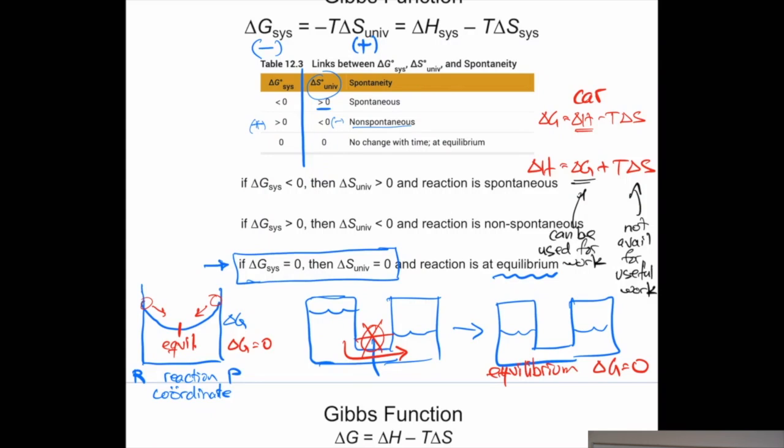Okay? It's the change, delta G, moving from one state to another state, that gives you the energy. But if you're at equilibrium, the states aren't moving anymore. Delta G is 0. No useful energy.